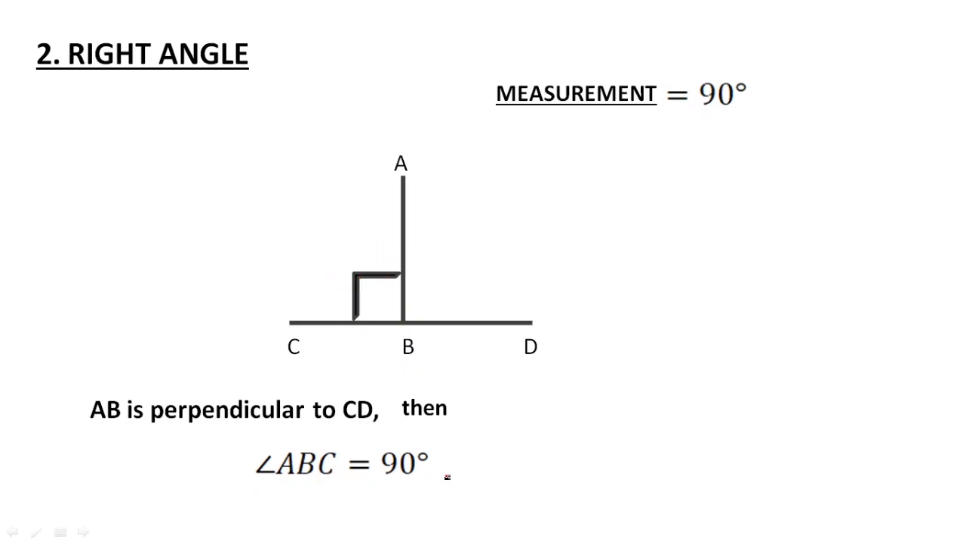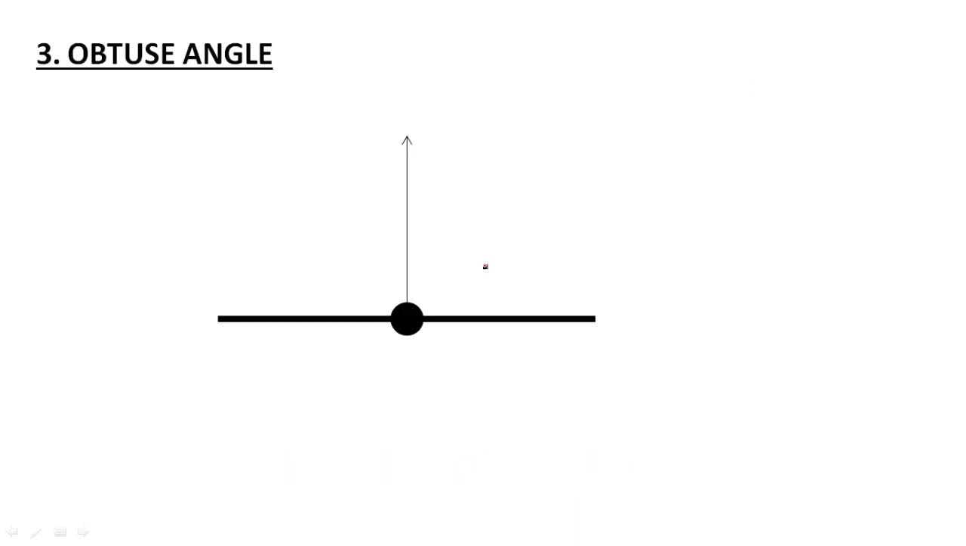And again on the other side also, this angle is also 90 degrees. The angle EBD is also 90 degrees. So a very important thing: when two lines are perpendicular, there will be two angles, one on this side and one on the other side, and both the angles will be equal to 90 degrees. That is, both the angles will be right angles.